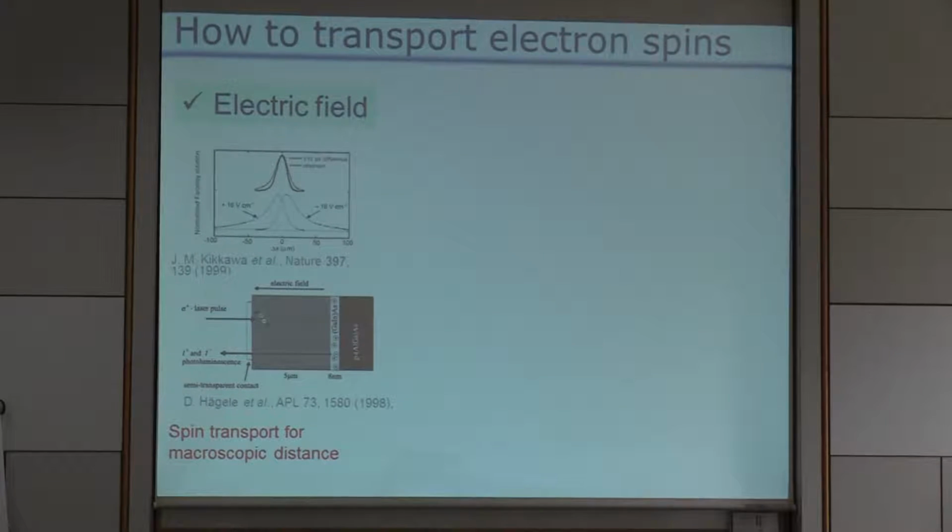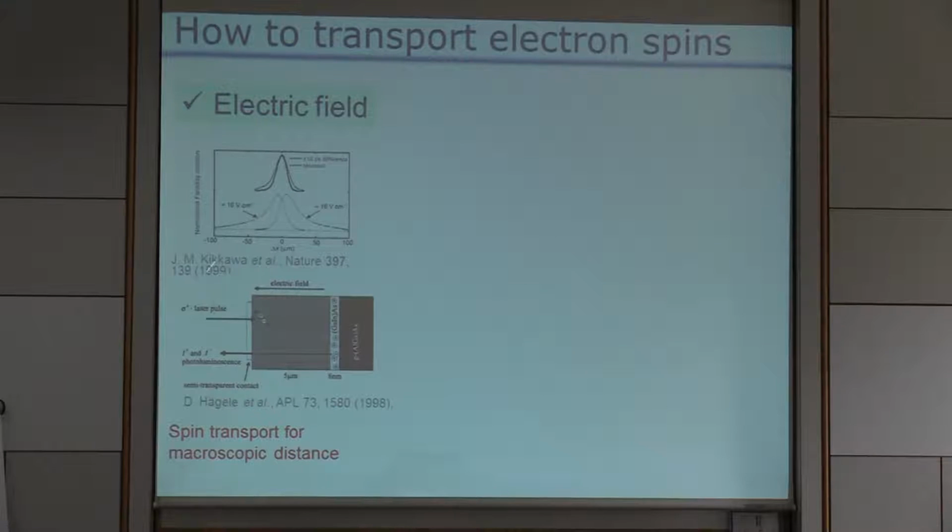The most straightforward way of transporting electron spin is using the electric field, because the electron spin, of course, has the negative charge. And in the first stage of the spintronic studies, they used the electric field to transport electron spins. And they discovered the electron spin can be transferred for macroscopic distance, from microns to 100 microns.